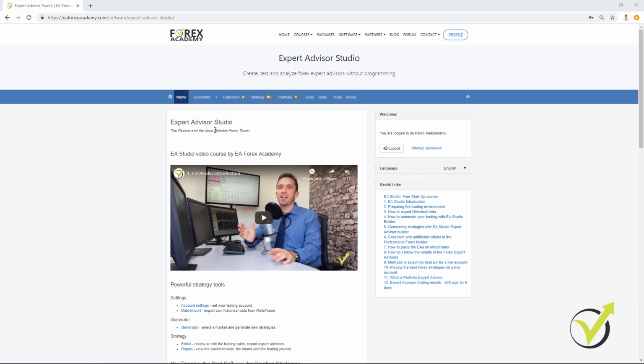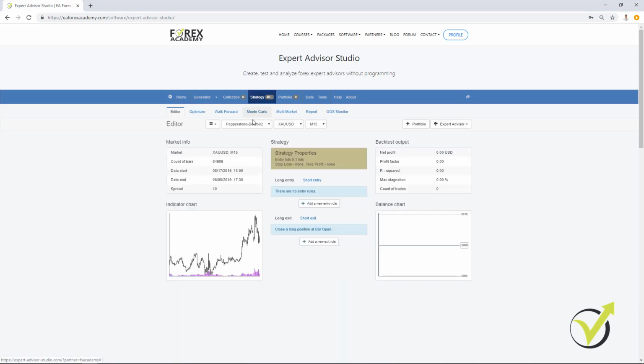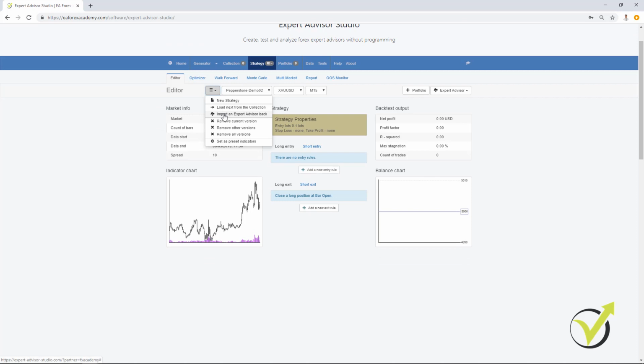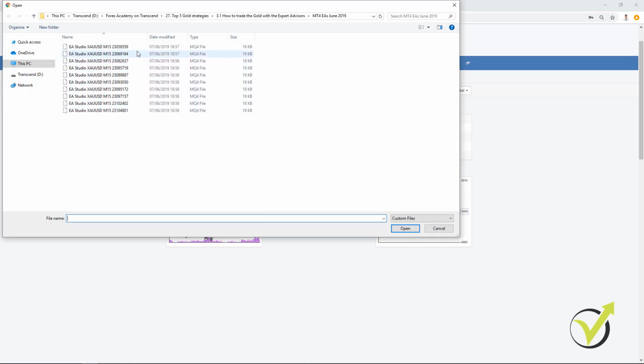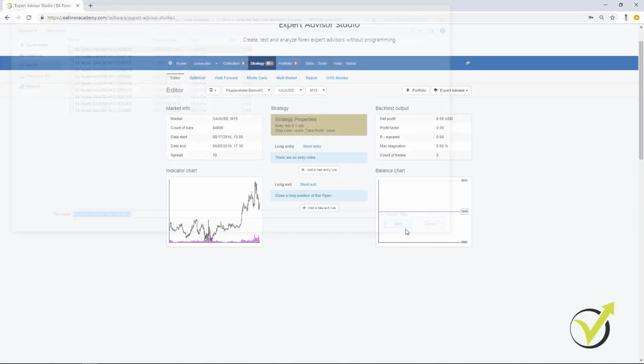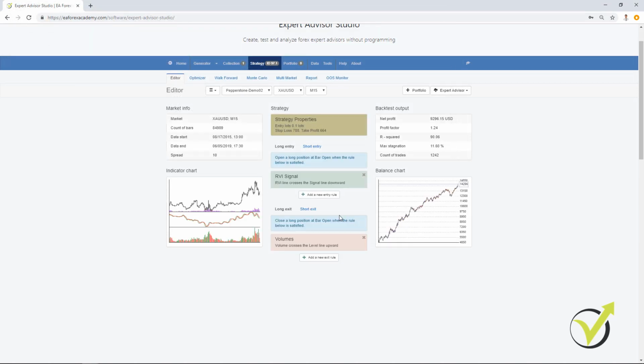Now I will go to strategy and I will import back the first expert advisor. This is the one ending on 559. I will click on open and you can see what I have. I have one entry rule, the RVI signal, and we have the RVI line crosses the signal line downward. Okay, this is the rule to buy for the long entry.